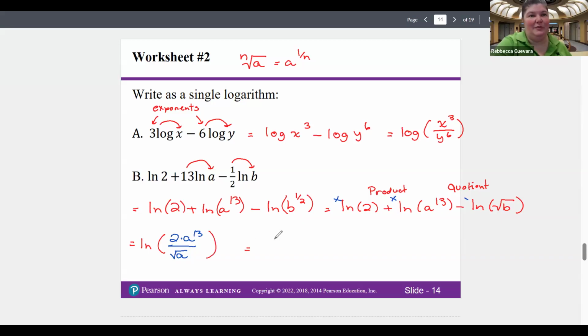Let me just write that one more time so it looks a little cleaner. So you have 2a to the 13 divided by the square root of b. So I accidentally wrote a earlier.